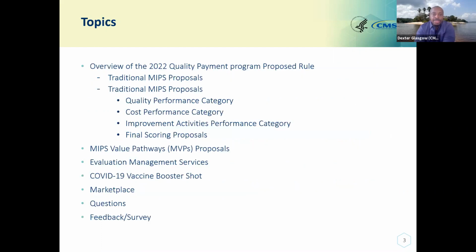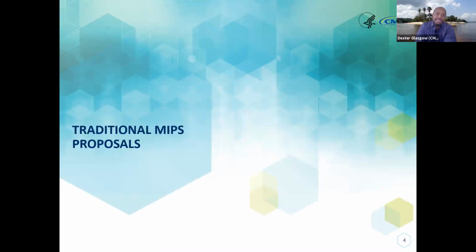All right, so today's topics: we're going to go over QPP, traditional MIPS, the 4 parts: quality performance category, cost performance, improvement activities, final scoring, then MIPS values, briefly on evaluation and management, briefly on COVID vaccine, booster shot, marketplace, then into questions. So let's go ahead and start with traditional MIPS proposals.